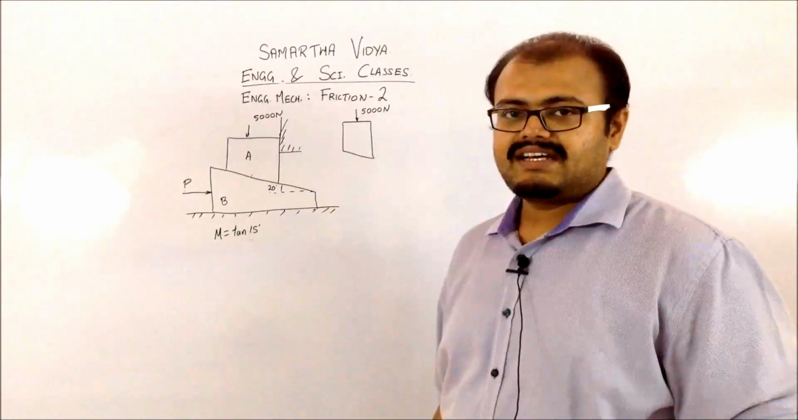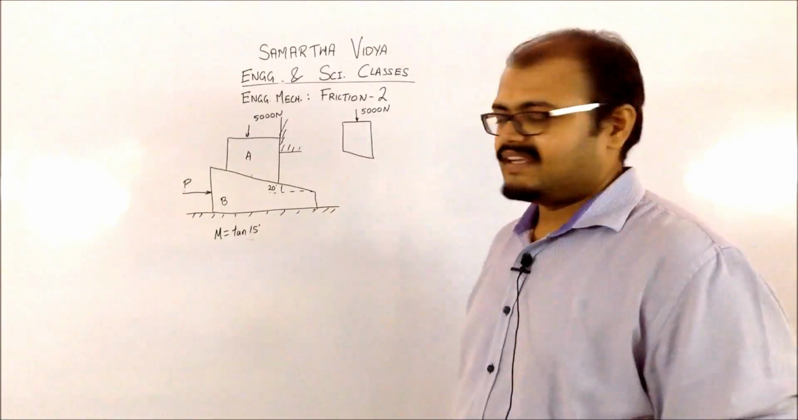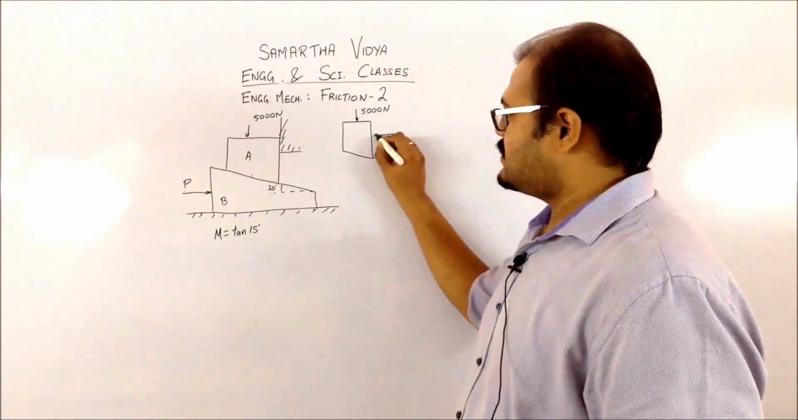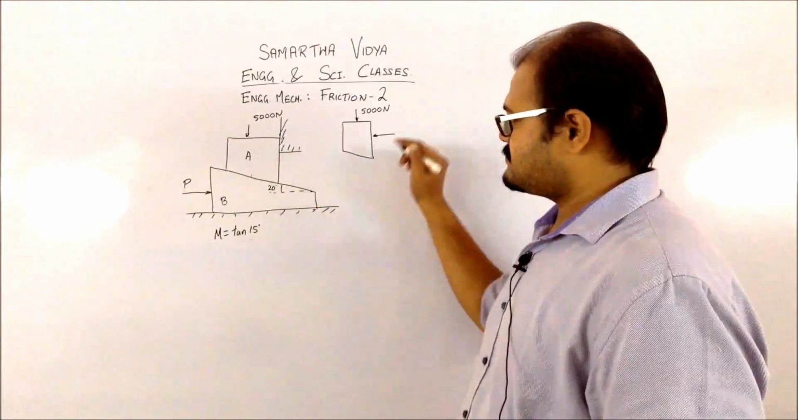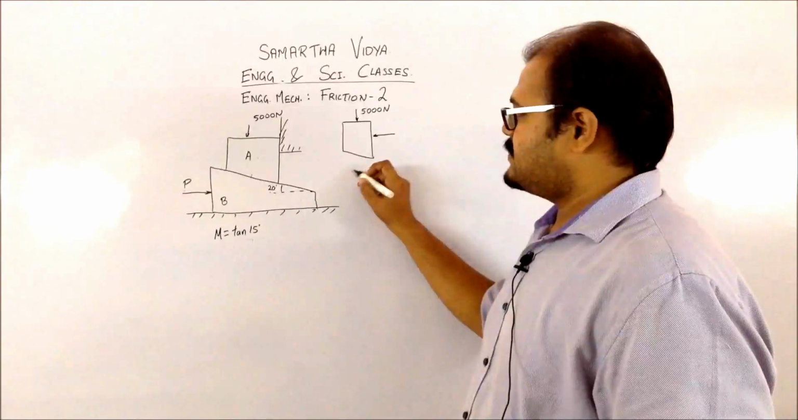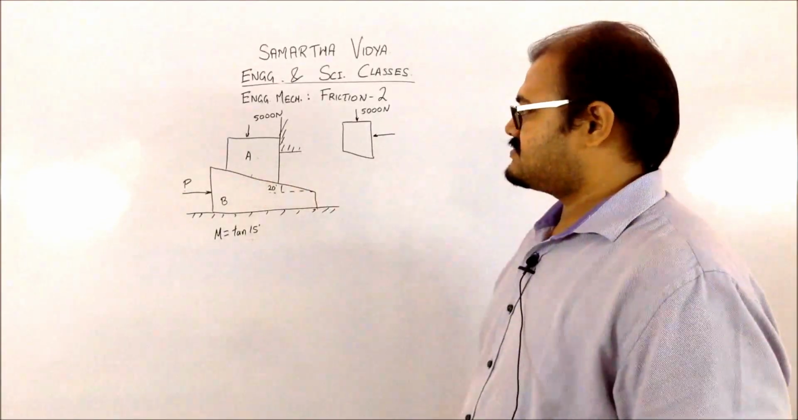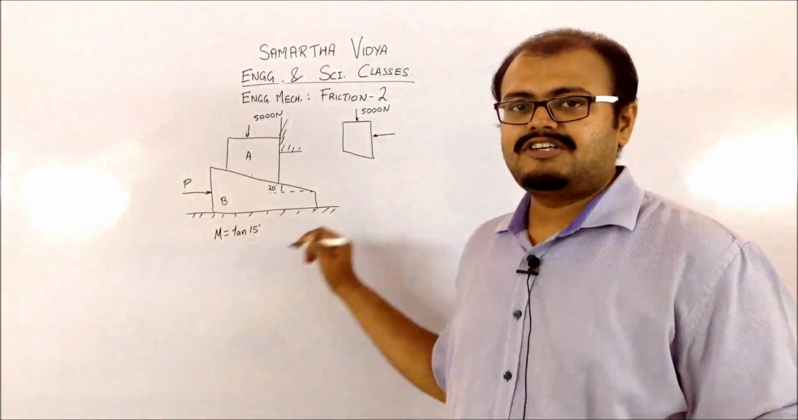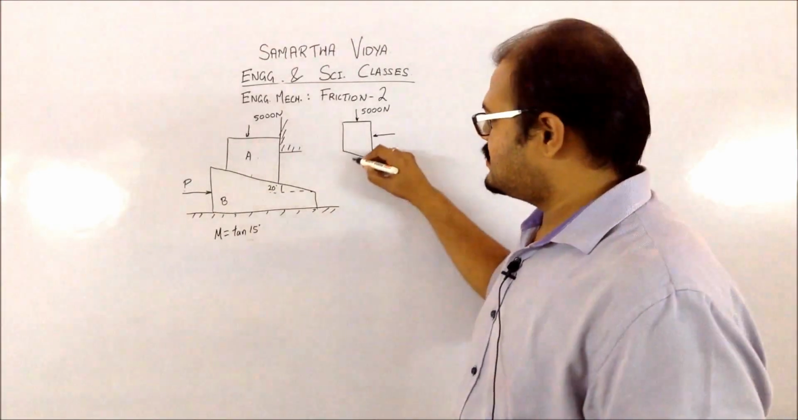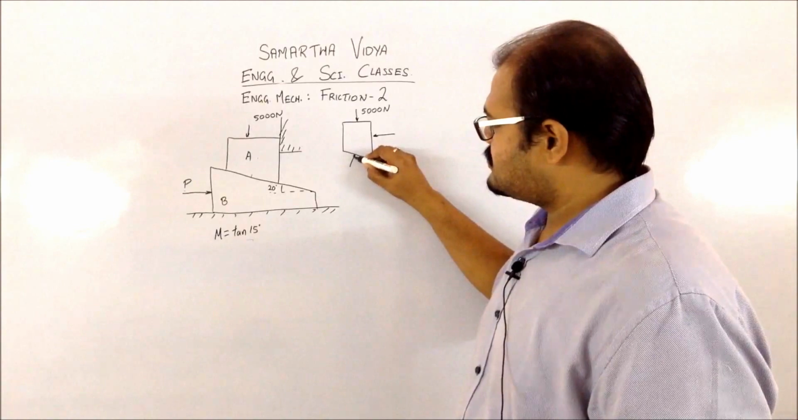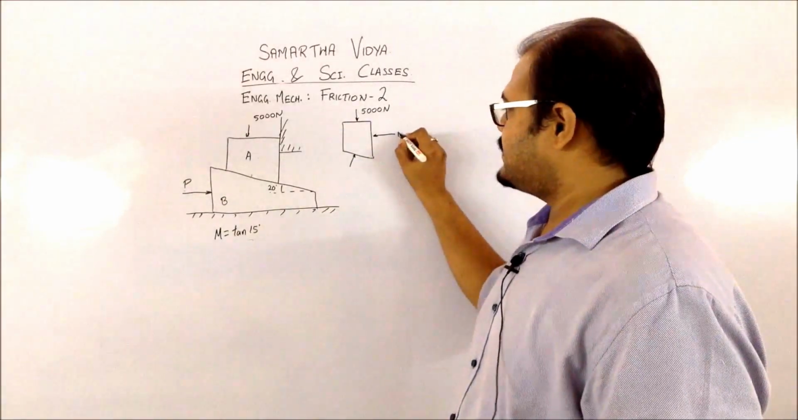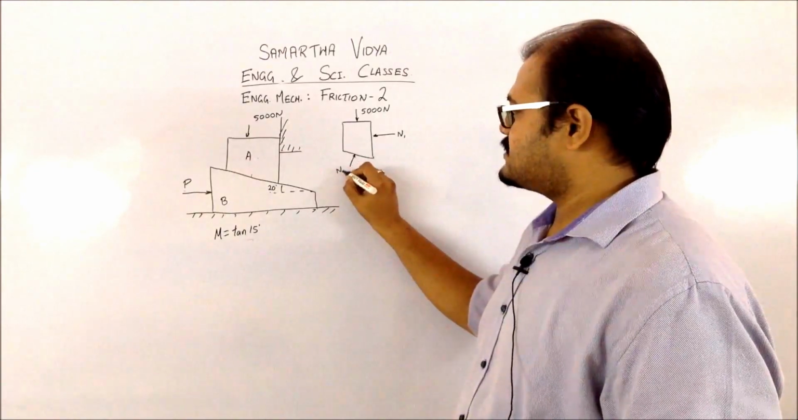Since A does not have its weight, we will not be considering that weight. There is going to be a normal reaction from this surface, and a normal reaction from this surface. Now when you are considering this surface, it's going to be perpendicular to the surface. So you should draw it perpendicular to this particular surface. Let us name this N1, and this one N2.